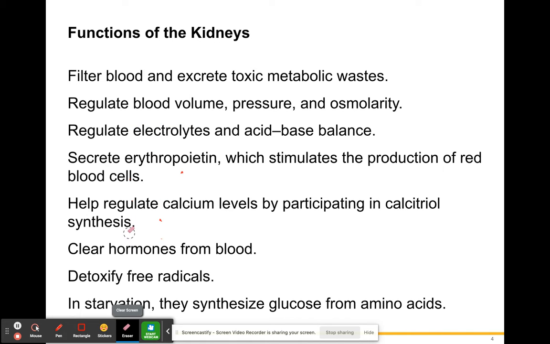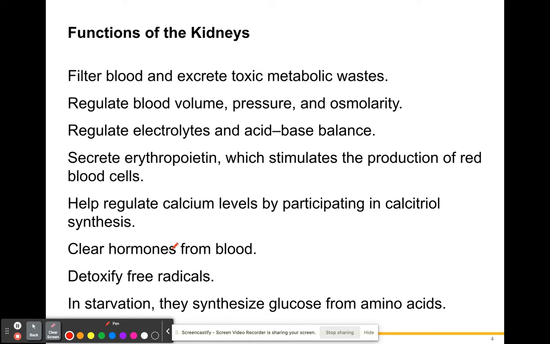Your kidneys are going to filter blood and excrete toxic and metabolic wastes. It's going to regulate, like I said before, your blood volumes, how much blood you have. It's going to regulate your blood pressure and your osmolarity. It's going to regulate electrolytes and your acid-base balances. It's going to secrete erythropoietin, which stimulates the production of red blood cells. So when you need new red blood cells, you need this hormone called erythropoietin. It's going to help regulate calcium levels by participating in what we call calcitriol synthesis.